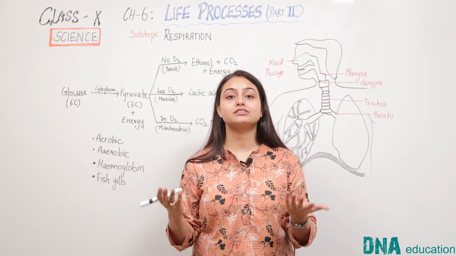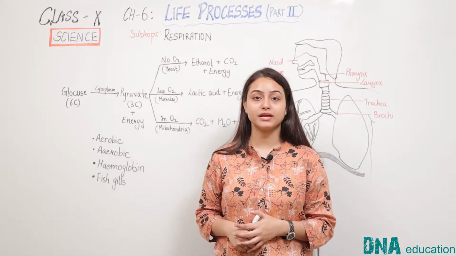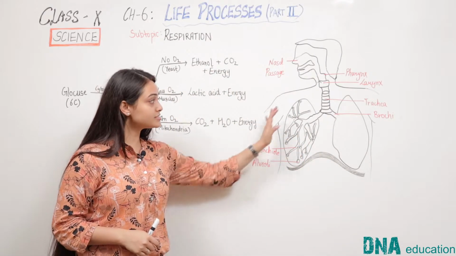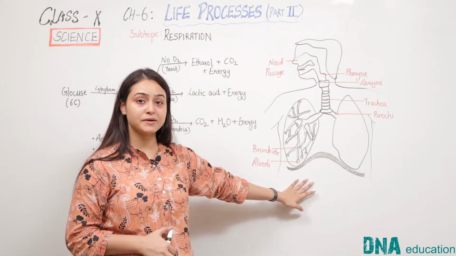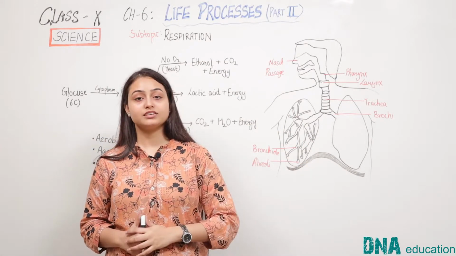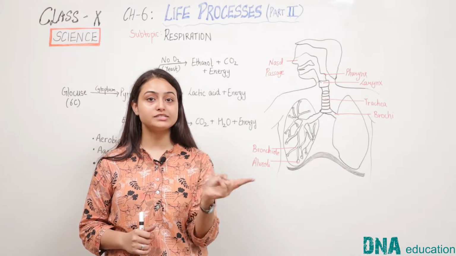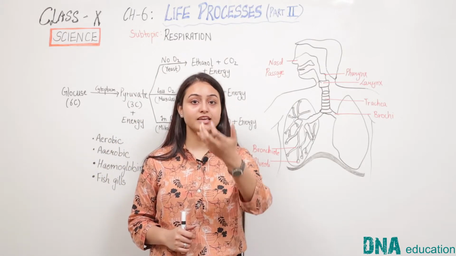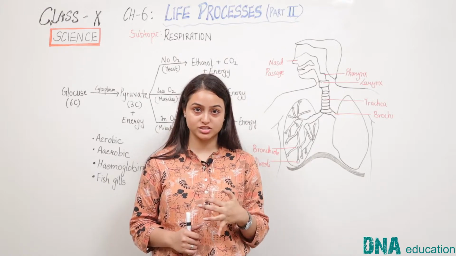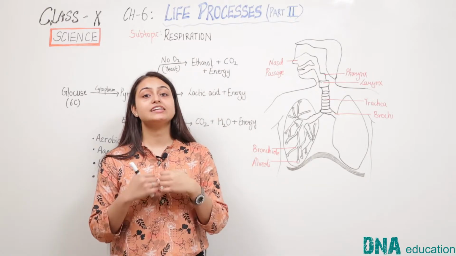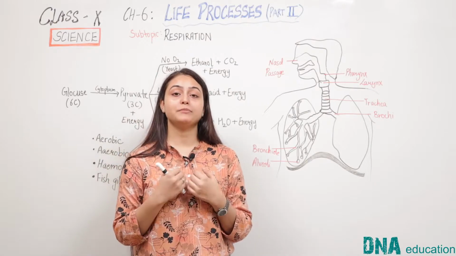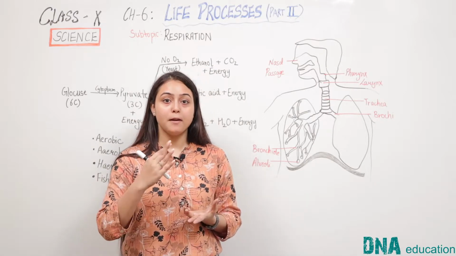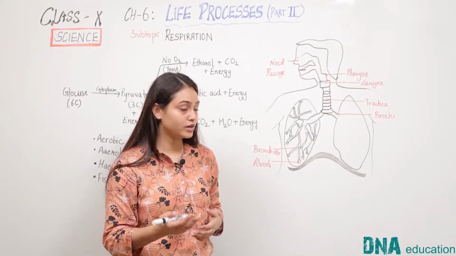So now let us discuss our respiratory system in detail. This diagram depicts the respiratory system in human beings. The respiration consists of 2 parts, inhalation and exhalation. Inhalation is the taking in of air rich in oxygen from the atmosphere, and exhalation is the removal of carbon dioxide from the body by throwing air out of the body.